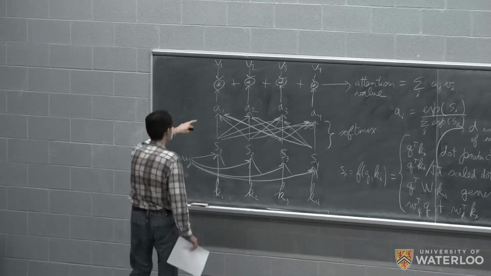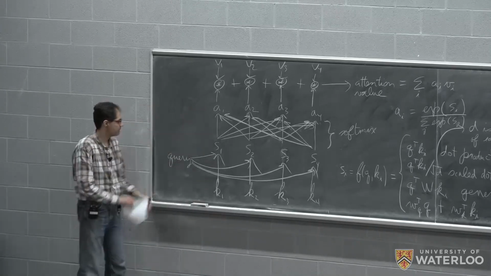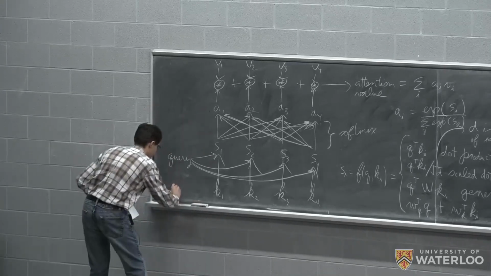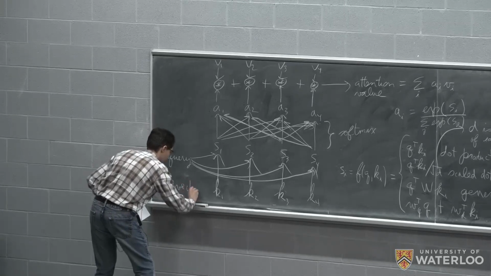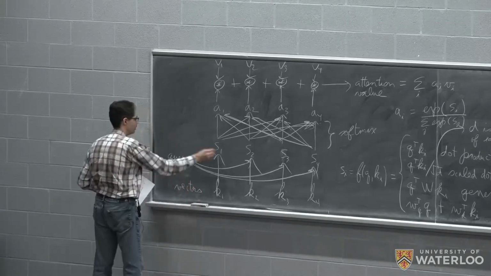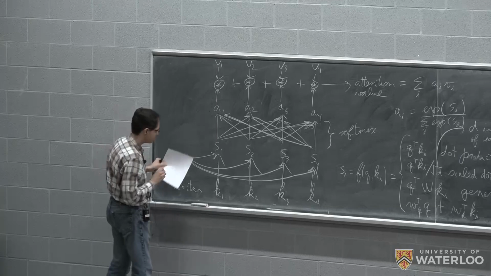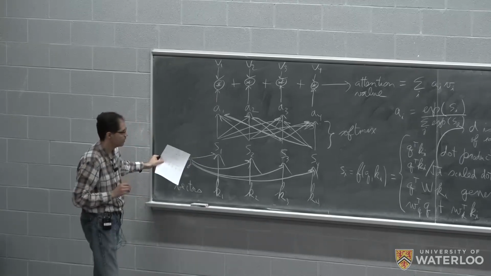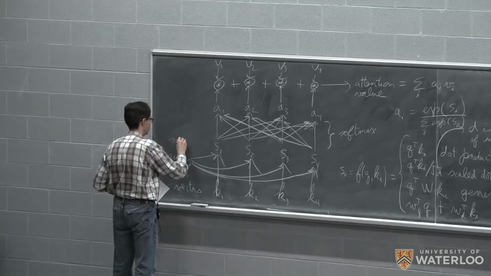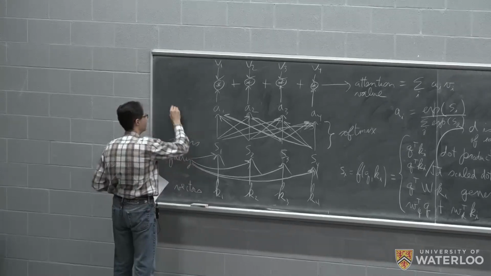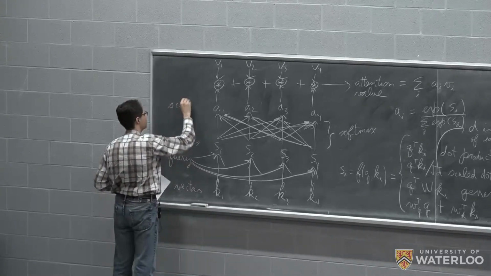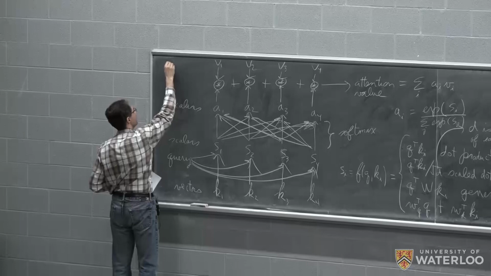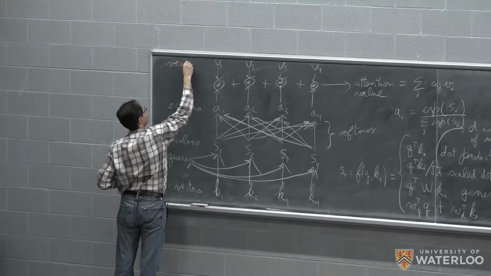Yeah? Are the AIs like a vector or are they like Oh, good question. Okay, yeah, the AIs are scalars. So I guess, okay, so the KIs are vectors. Okay, the SIs are scalars. The AIs are scalars. And then the VIs are vectors.